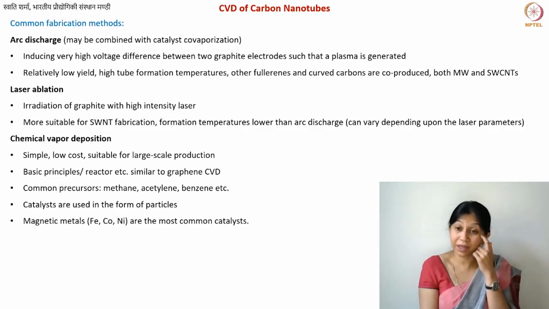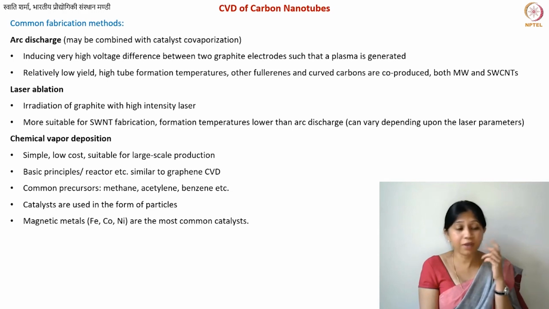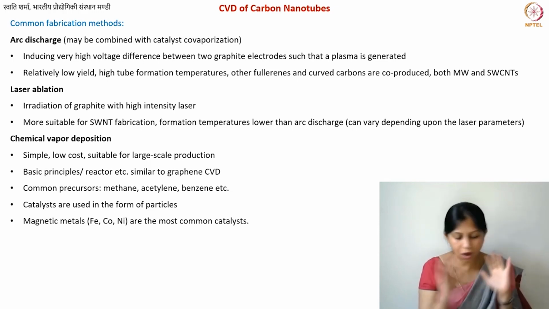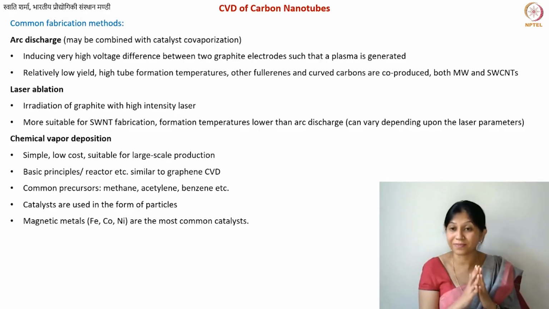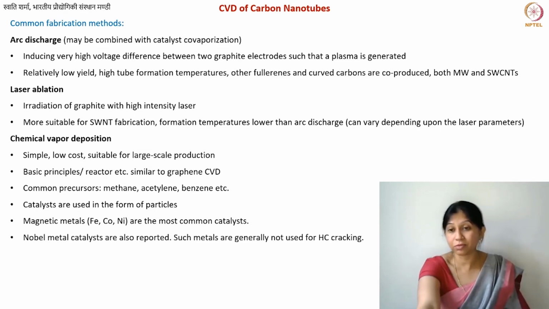Again, nickel we also use for graphene synthesis, but there we also use copper. We typically don't use iron very much in the case of graphene, although all of these metals have been reported. But the commonly used catalysts in the case of carbon nanotubes are these magnetic metals, iron, nickel, and cobalt. So maybe you can think about it: why would you use magnetic metals, or does it make any difference?